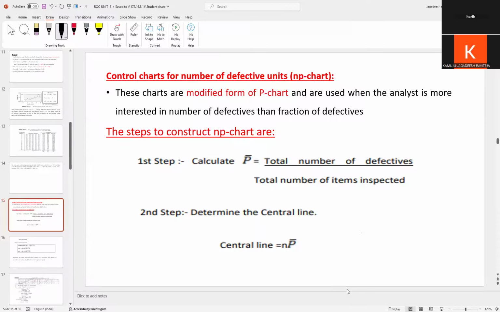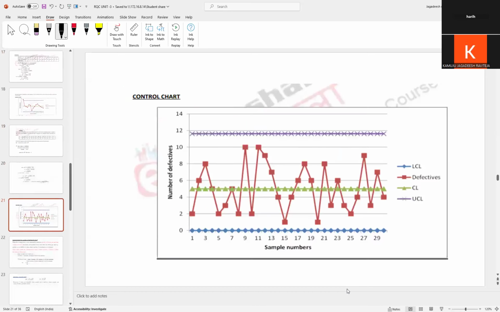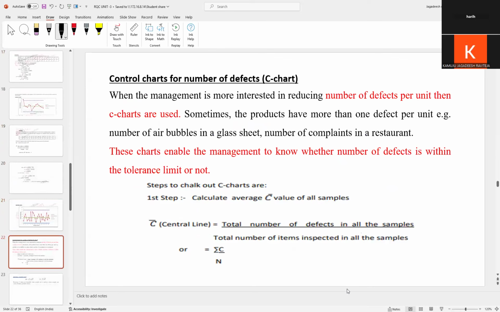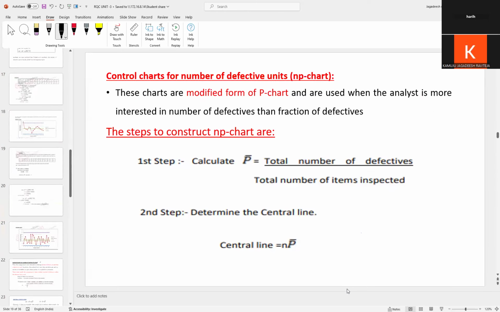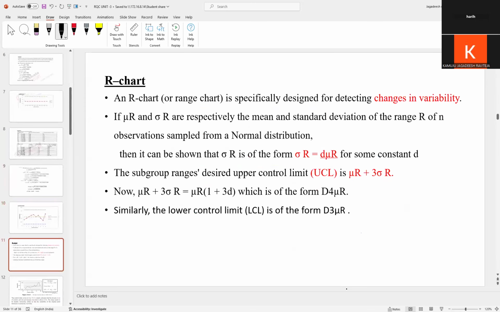Control charts for... So we already discussed the NP chart, and the next type of chart is... So we know that control charts are broadly classified into two types: control chart for variables and control chart for attributes. We have discussed the first one, control chart for attributes. We have discussed P chart and NP chart, and we are going to discuss the last one, called the C chart.